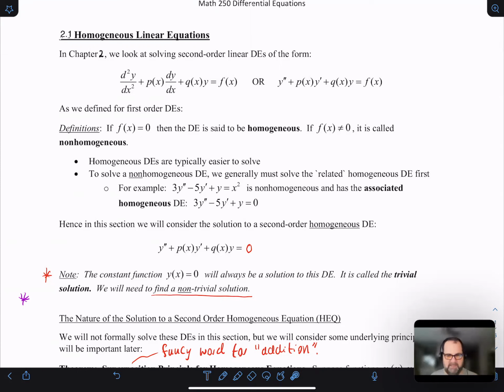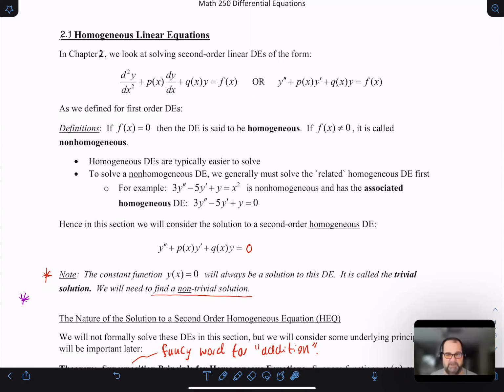One thing to note, you may have noticed that the constant function y equals 0 is always a solution to a homogeneous DE like this. That is not a very interesting solution. Excuse me, we call that the trivial solution. We are interested in finding non-trivial solutions.